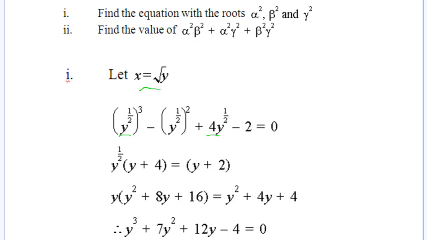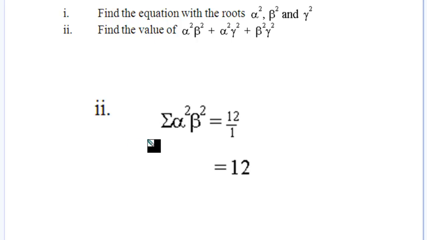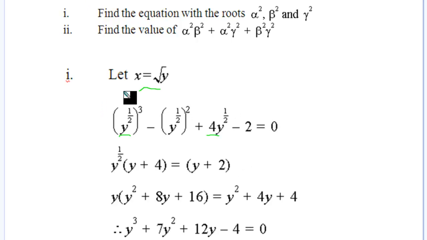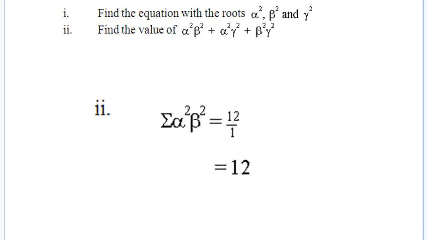So there's part 1. Then we want to find the value of alpha squared beta squared, alpha squared gamma squared, and beta squared gamma squared. If we have a look at what we do there, that's really just the roots 2 at a time of our new cubic. So we just want the roots 2 at a time of that one, which would be the minus 12 on 1, which gives us 12. Not too bad if we get the first part.